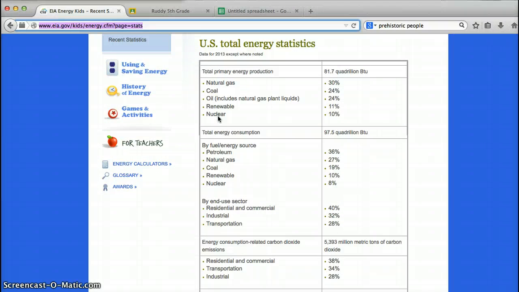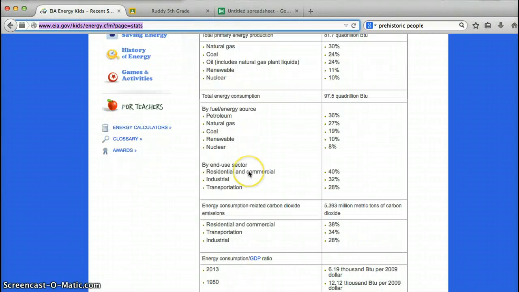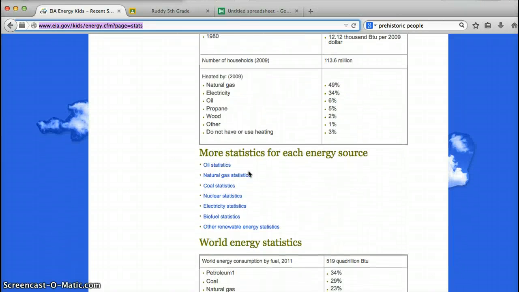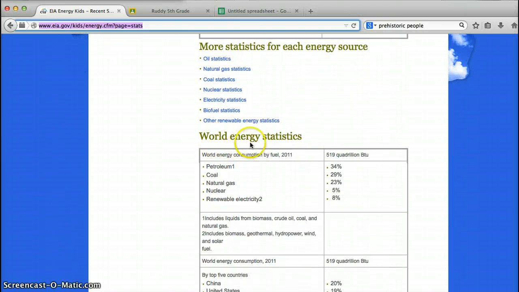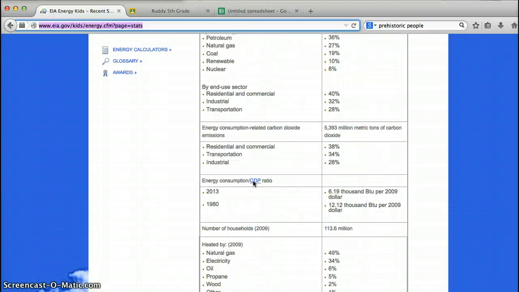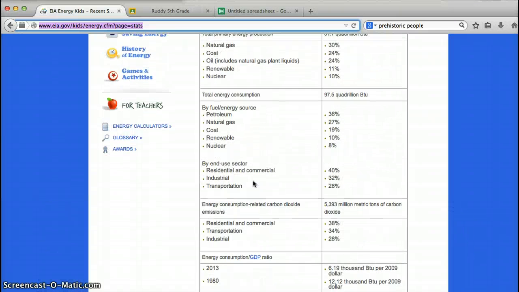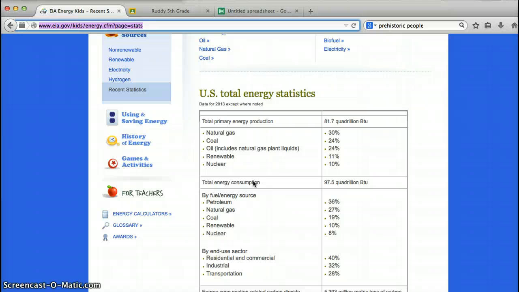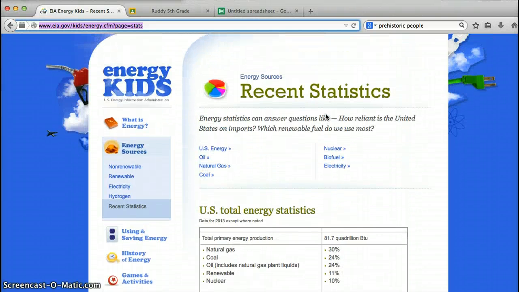This gives statistics for the US total energy. Then if you scroll down more, it'll give statistics for world energy. What we're looking at is what the world or the US or you and your family consume. Consume means what you use, what you actually put to use in your home and throughout the day.